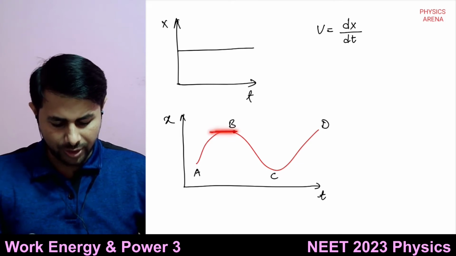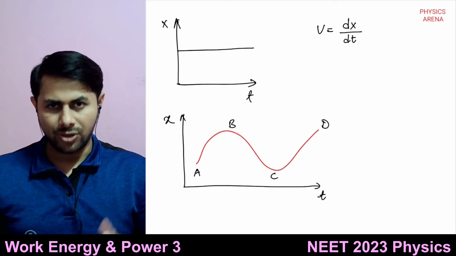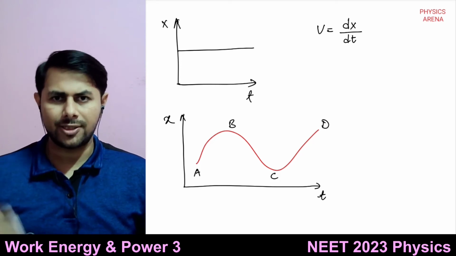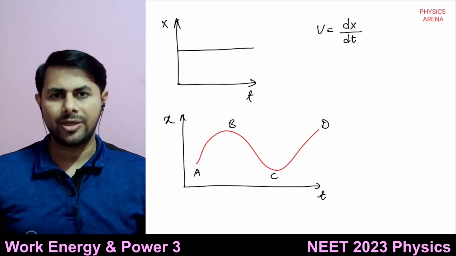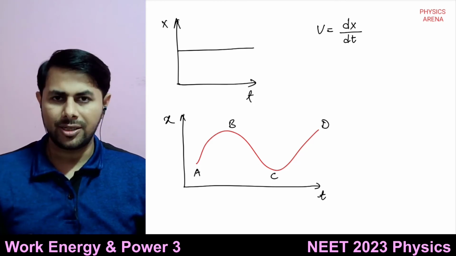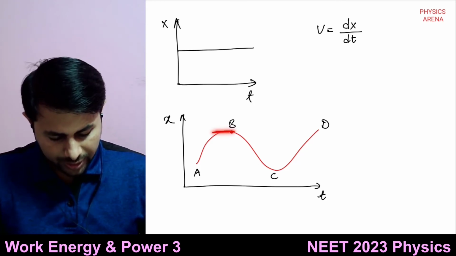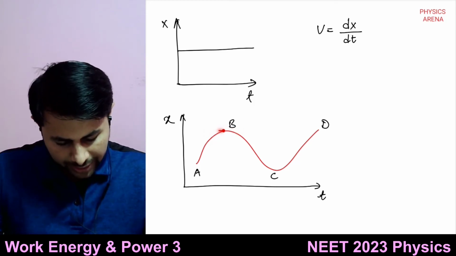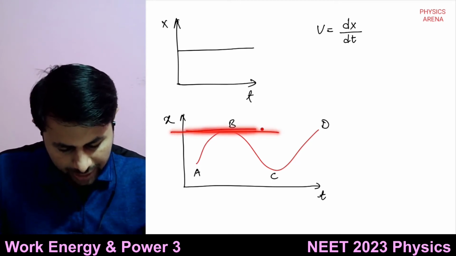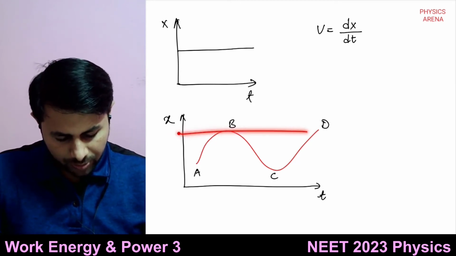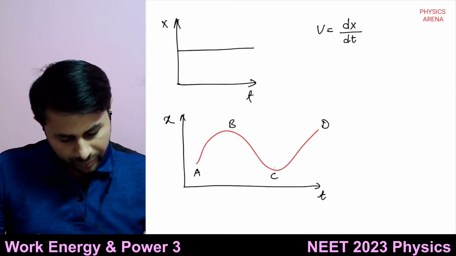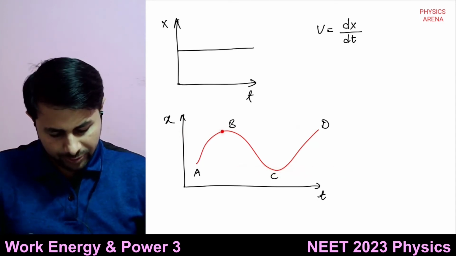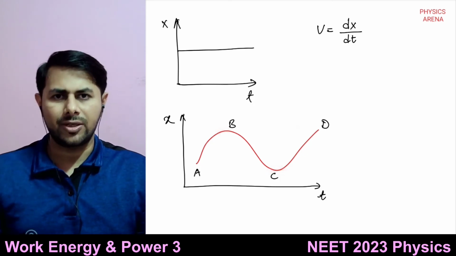If you draw tangent to the graph, what is the geometrical meaning of derivative? Velocity is derivative of position with respect to time. So geometrical meaning of the derivative is slope of the tangent to a graph. If you draw a tangent at this point, it will be a horizontal line. And what is slope of horizontal line? It is 0. Slope of tangent at C is also 0. That means velocity at B and velocity at C is equal to 0.